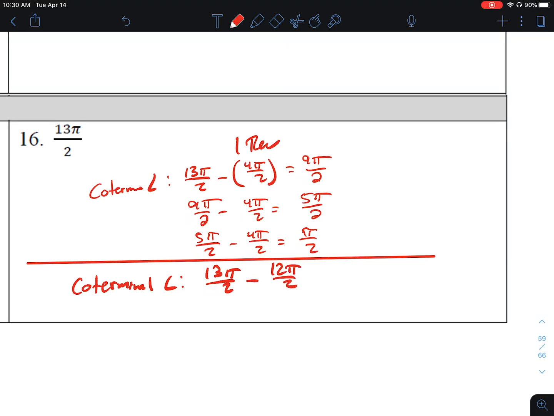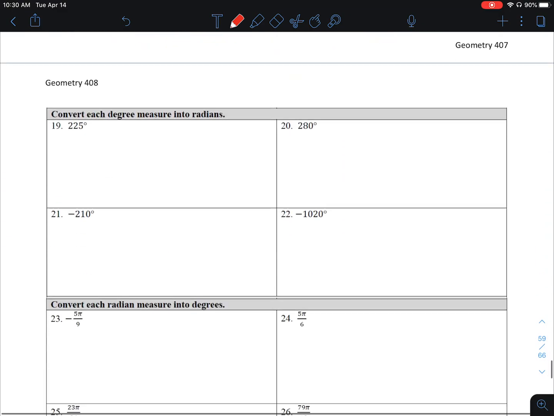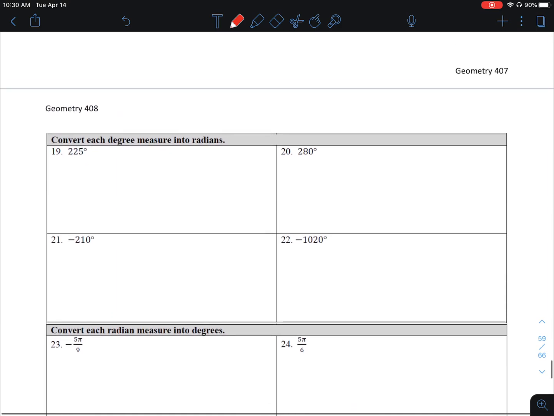12 divided by 2 is 6 pi. That's 2 pi plus 2 pi plus 2 pi. This is 3 revolutions. If you're a visionary, you can do it that way, and I'm cool with it. See on the back side.